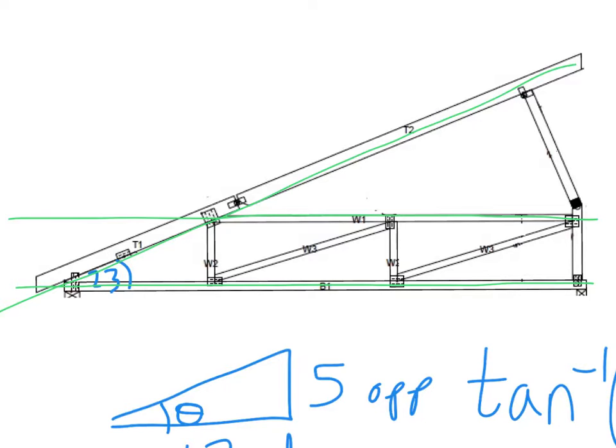Well, this angle, 23, and this angle right here, those are, you guessed it, corresponding angles. They're in the same position, so they are the same degree measure, 23. Perfect. That's fantastic. I love it. Okay. Well, what else are we going to have here?